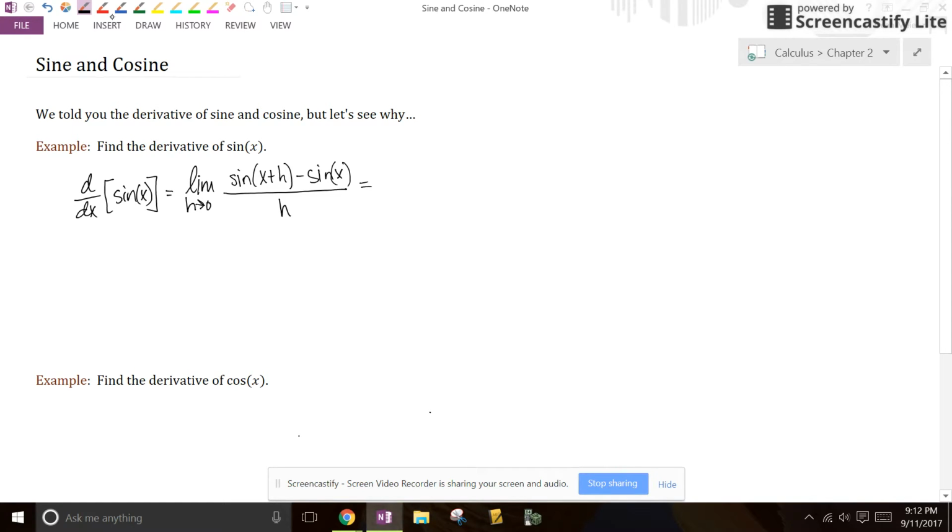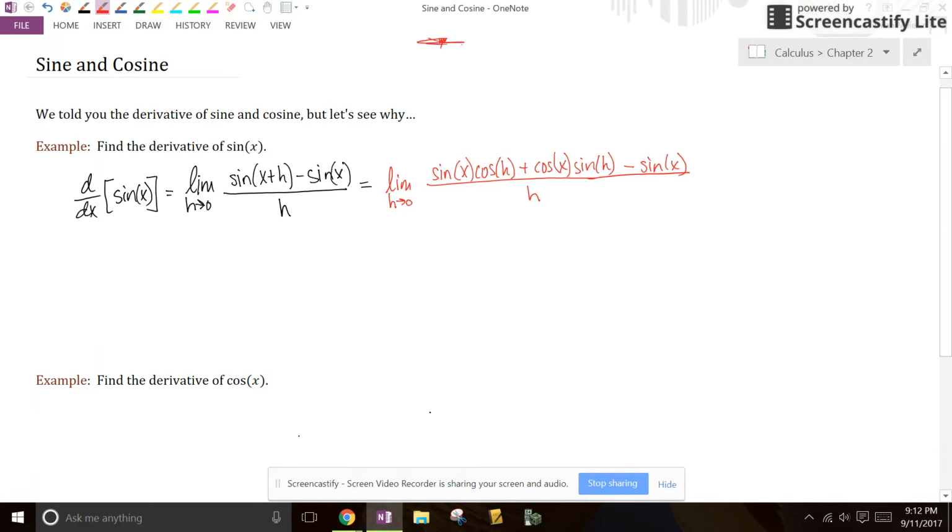So let's do it. Now, go back to your pre-calc days. Do you remember what happens when two angles are added together for sine? It would be sine cosine plus cosine sine, of course. So the limit as h heads to 0 of the sine of x cosine h plus cosine x sine h minus the sine of x, all over the letter h.